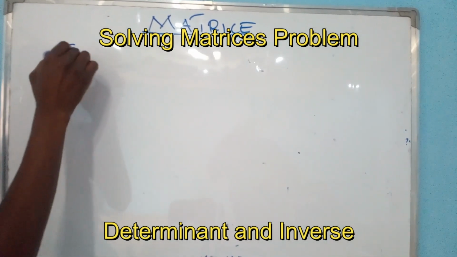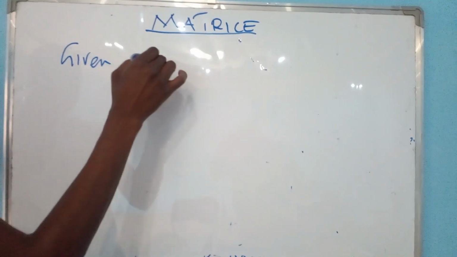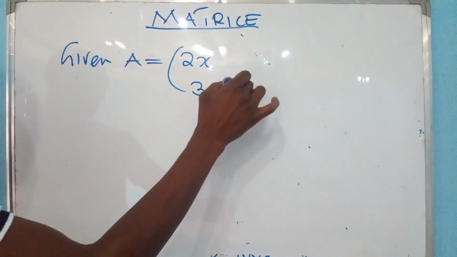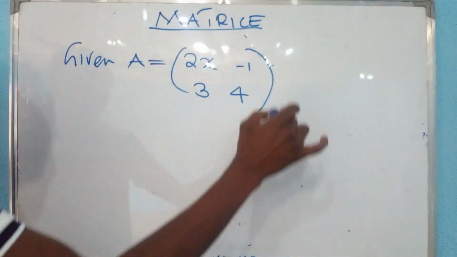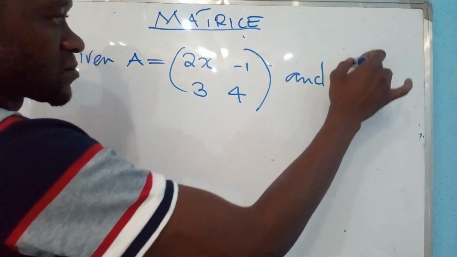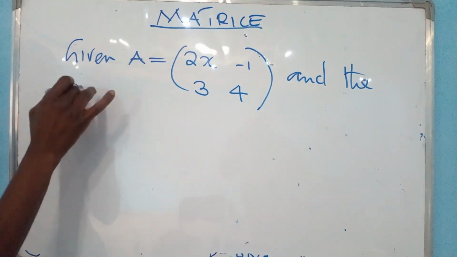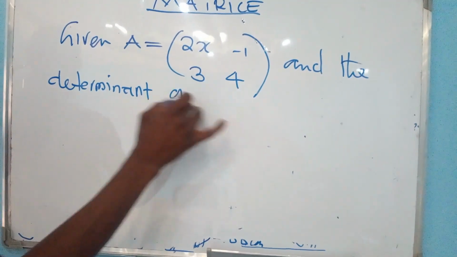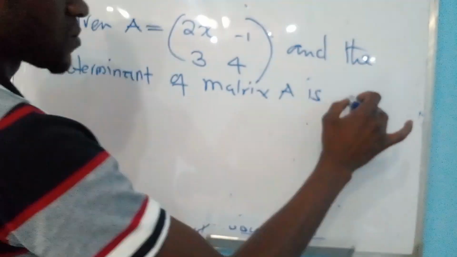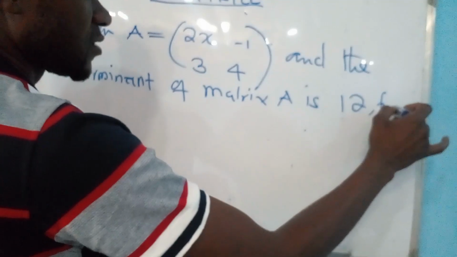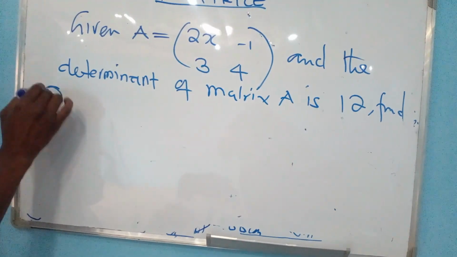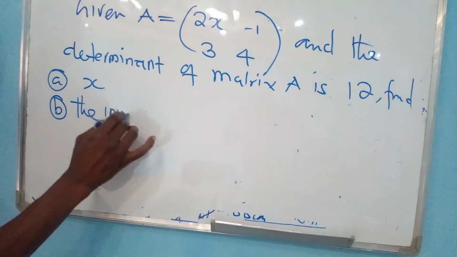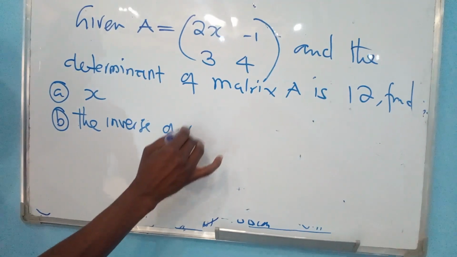Question: given that A is equal to the matrix with entries 2x, 3, 4, negative 1, and the determinant of A is 12. Find A, x, and B, the inverse of A.